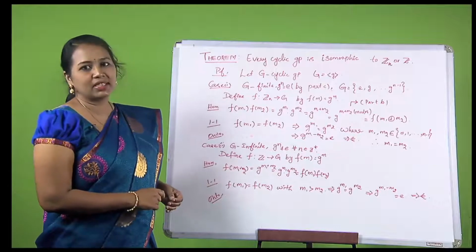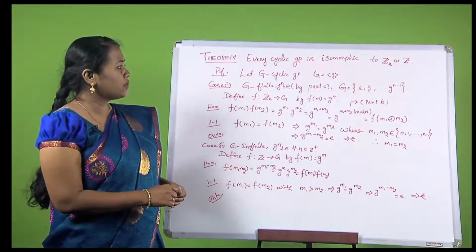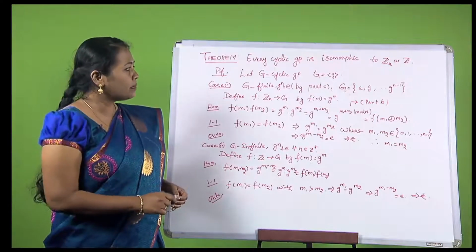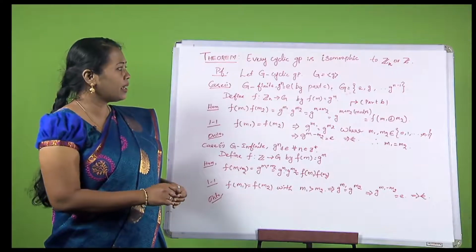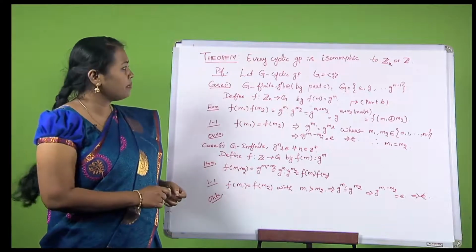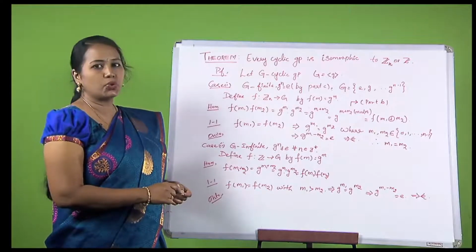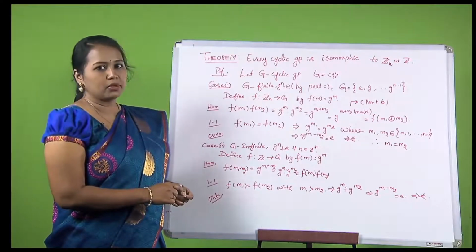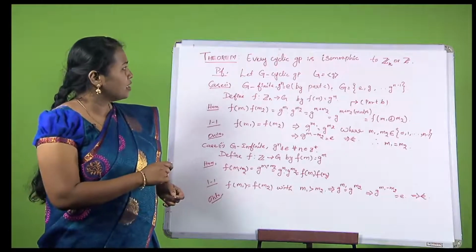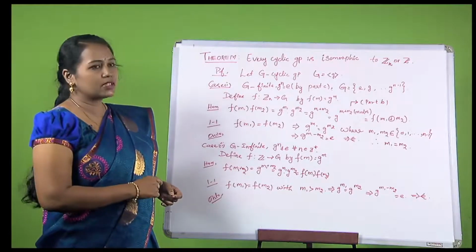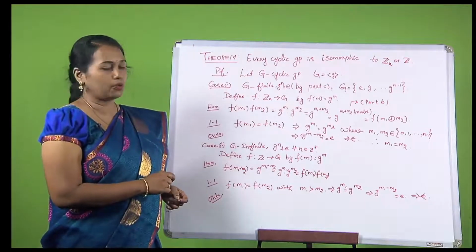The onto property is pretty obvious because we have assumed that f of m is equal to g power m. Whatever the powers of g are, e, g, g squared, and so on up to g power n minus 1, there is definitely going to be a pre-image in the form of m. So if there is g squared, there is going to be 2 in the domain. So it is obvious that it is onto. Now we have checked the homomorphism, 1-1 and onto properties for a finite cyclic group.